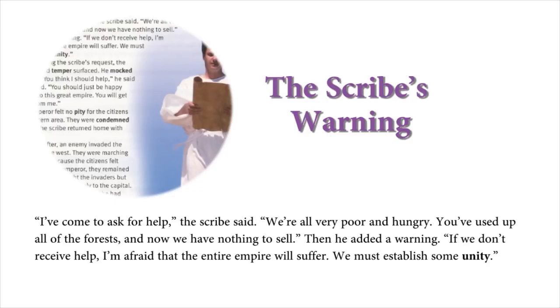"I've come to ask for help," the scribe said. "We're all very poor and hungry. You've used up all of the forests, and now we have nothing to sell." Then he added a warning. "If we don't receive help, I'm afraid that the entire empire will suffer. We must establish some unity."